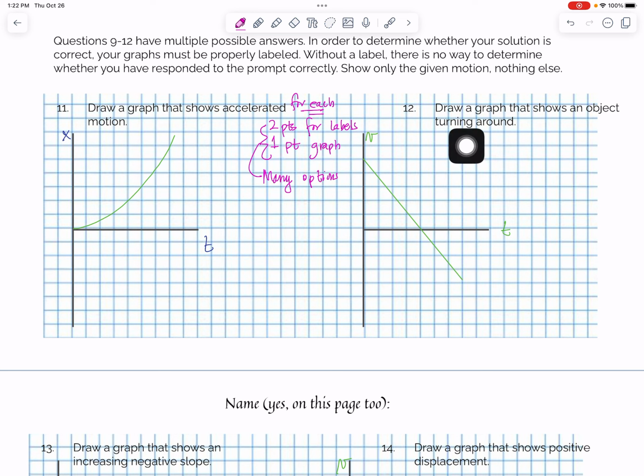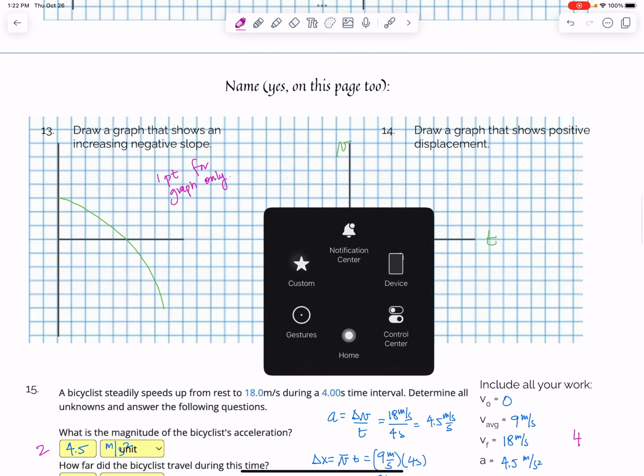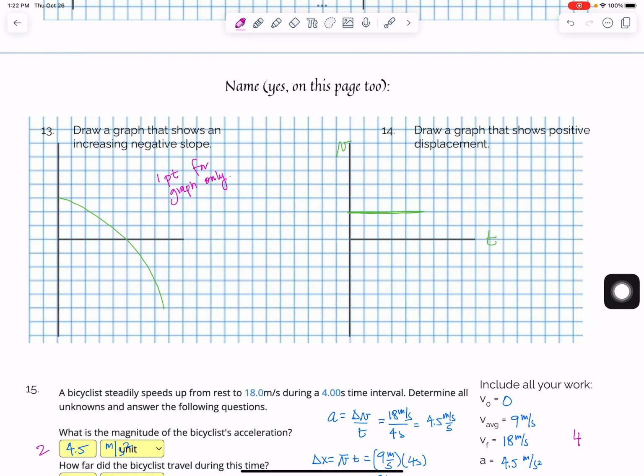Number 2, draw a graph that shows an object turning around, and so positive velocity, negative velocity. Velocity versus time graph. Again, not the only possibility. You could have done a position graph as well with either a valley or a hill. This one was 1 point only because all I wanted was for you to show me that you understand increasing negative slope looks like this.